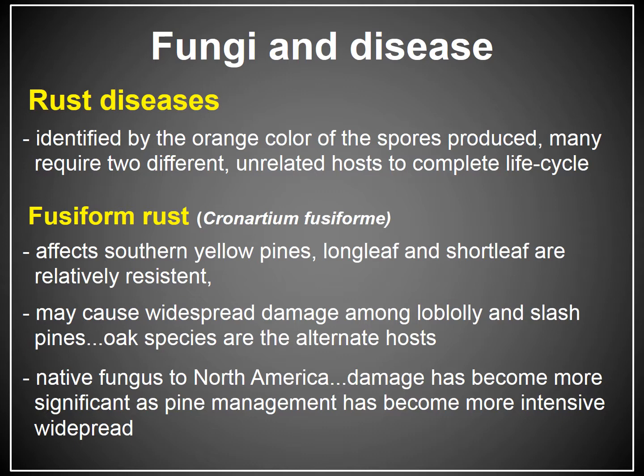This disease affects southern yellow pine species, specifically loblolly pine and slash pine, arguably two of the most economically important timber species in the southeast. Really two of the most economically important timber species in the country are most susceptible to damage. The life cycle of this fungus requires the presence of oak species, which act as an alternate host for this fungus. Though the fungus is native to North America, it's become an increasing concern as we've come to rely more heavily on plantation-grown southern yellow pine for our fiber needs.